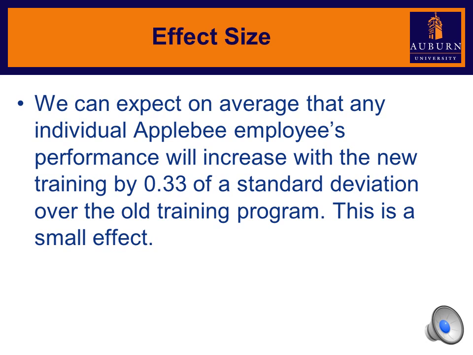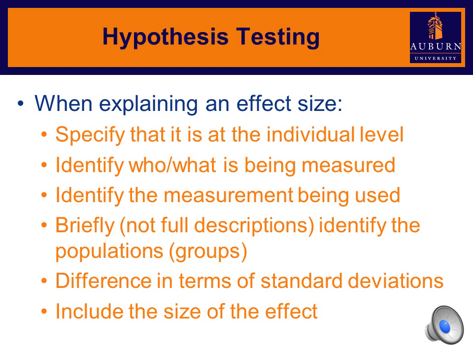Now we'll come back to categorizing our effect sizes as small, medium, and large in a minute. But first I just want to make sure that we understand what is included in our explanation of an effect size. So when explaining an effect size, there are 6 things that you need to include in your statement. You need to specify that it's at the individual level. So with a hypothesis test, the hypothesis test results, whether we reject or fail to reject the null hypothesis, is at the group level. The effect size, however, is at the individual level.